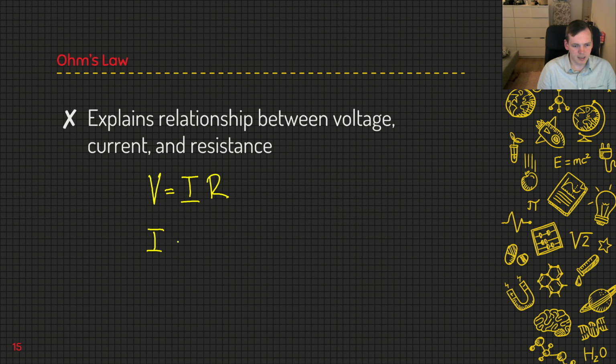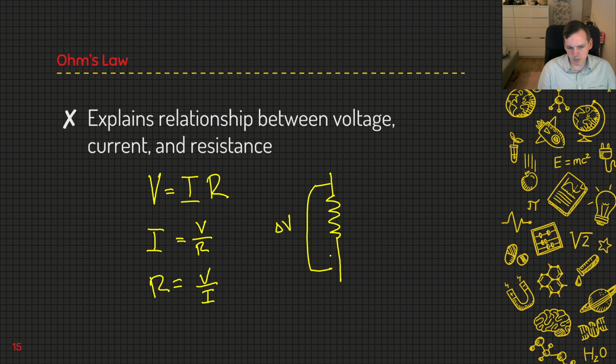So if you wanted I, that would equal V over R. If you wanted R, that would be equal to V over I. So what this means is if I have some component, say a resistor, and I know that there's a voltage difference between these two points, so technically these are all delta V's, but we kind of skim past this. A voltage difference there, I know that there's some current flowing through, and I know the resistance of the resistor, or actually if I know two of these three, I can find the third.